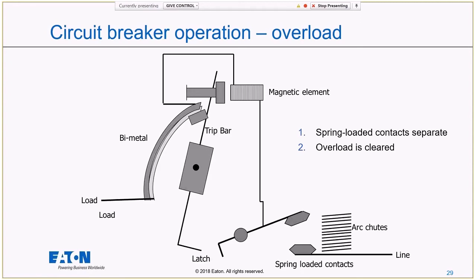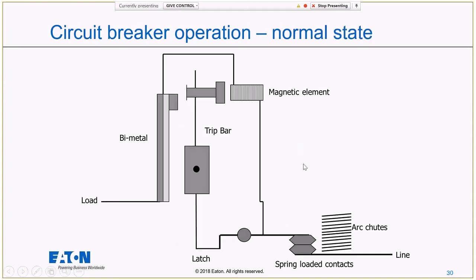This is why sometimes we can't reset a circuit breaker immediately after an overload event, and that is because that bimetal is still hot. If that bimetal is still hot and still bent into that trip bar, I can't reset that circuit breaker yet. I actually have to wait for that bimetal to cool off and straighten back up, and once it straightens, then I'm able to reset the breaker.